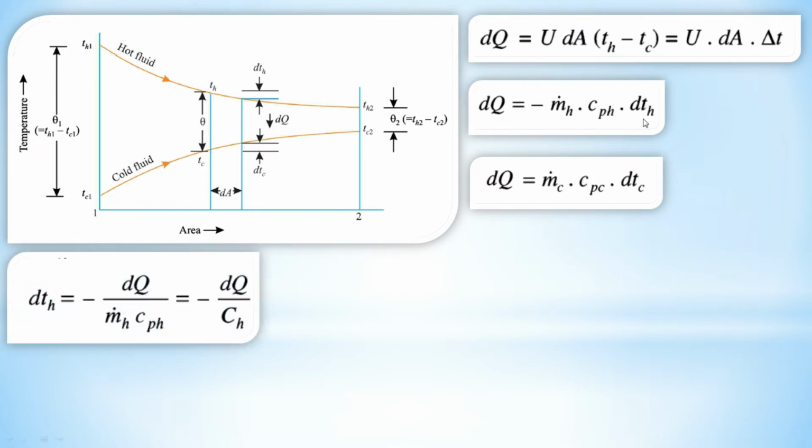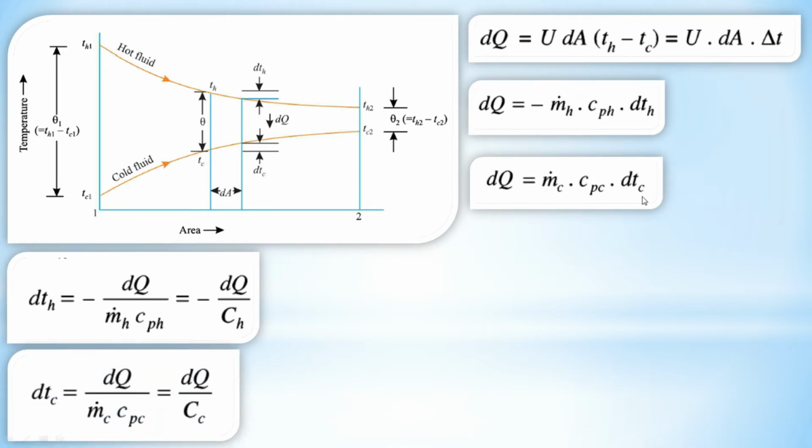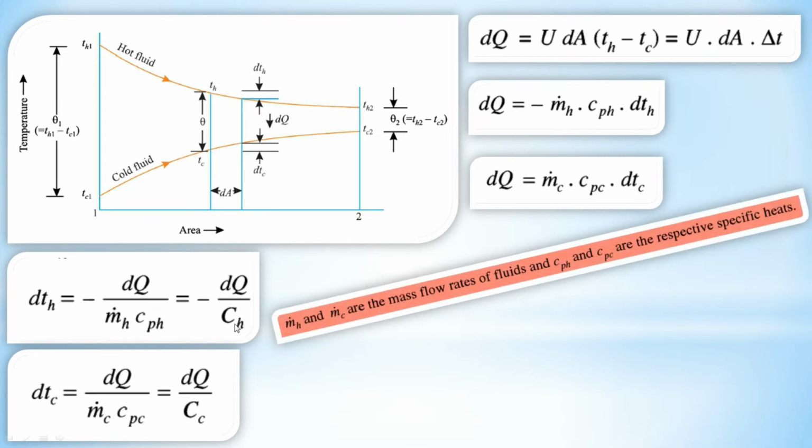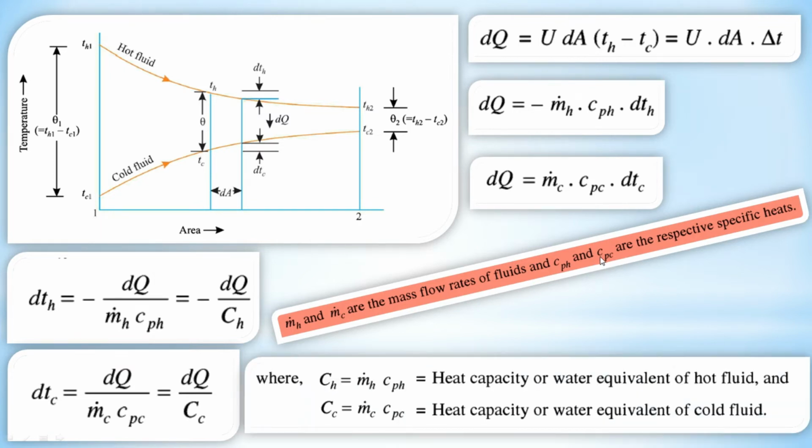Now we make the subject dTh. From this equation, dTh equals dQ divided by m dot h into Cph, the specific heat for hot fluid. Same for cold fluid, here we make the subject dTc equal to dQ divided by m dot c into specific heat for cold fluid. But we know that m dot h and m dot c are the mass flow rates of fluids, and Cph and Cpc mean specific heat for hot fluid and cold fluid respectively.